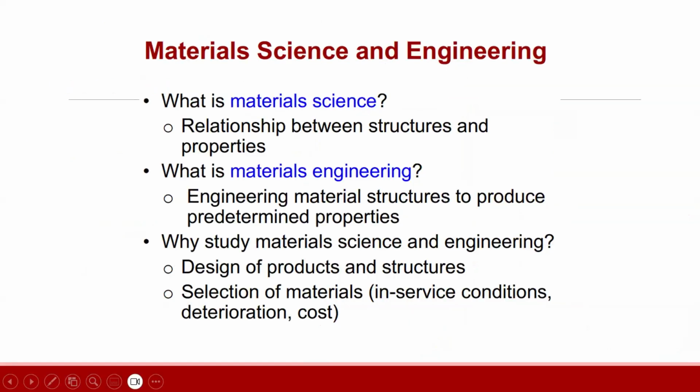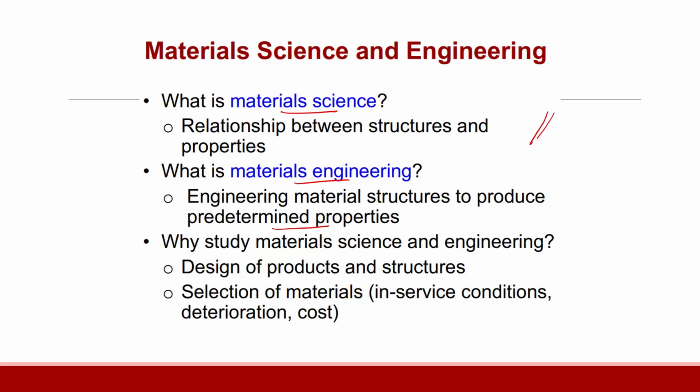So let's see the differences between material science and material engineering. Material science is the relationship between structures and the properties, and engineering is using material structures to produce predetermined properties. That means for an application, we know what properties we need.